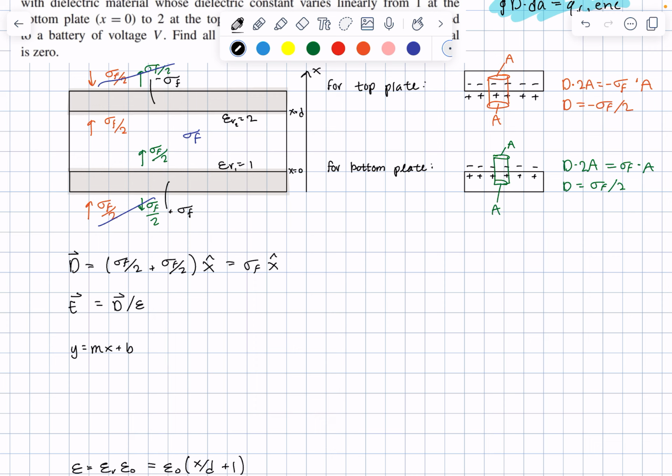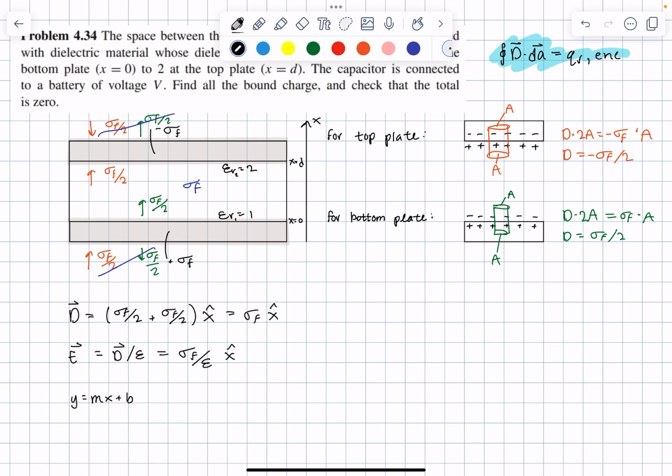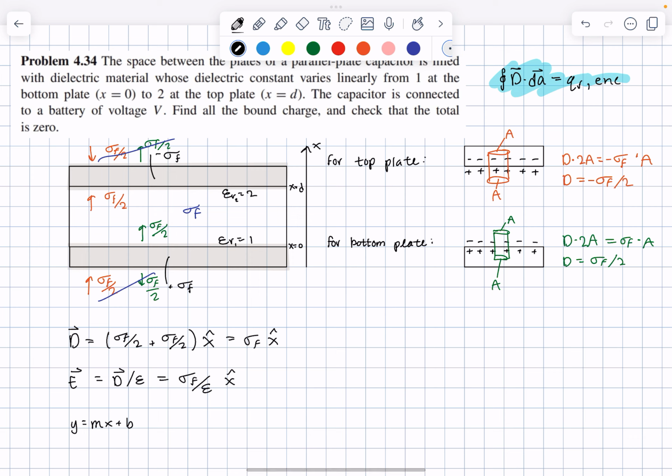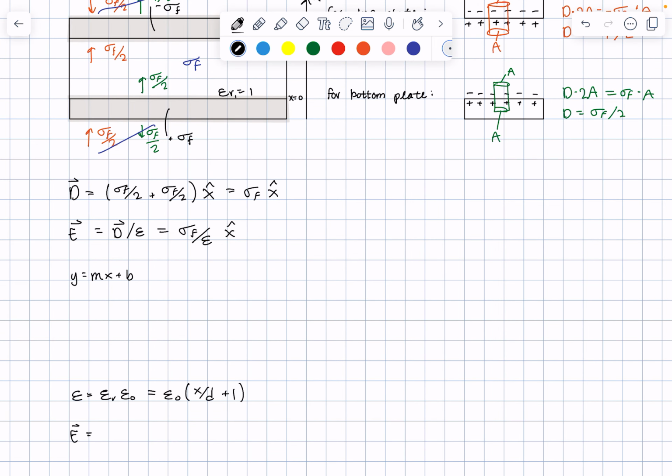And then because our electric field can be defined as our displacement vector divided by our permittivity, we can say that it is equal to our surface charge density over epsilon in the positive x hat direction. And now our dielectric constant is defined to vary linearly from 1 to 2, but it's linear, so we can set up an equation to be able to solve for this dielectric constant.